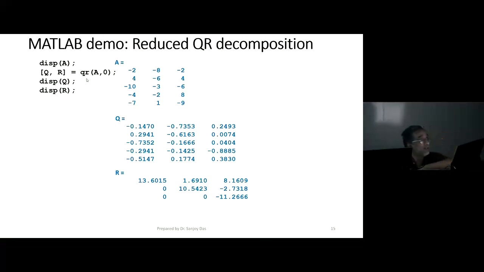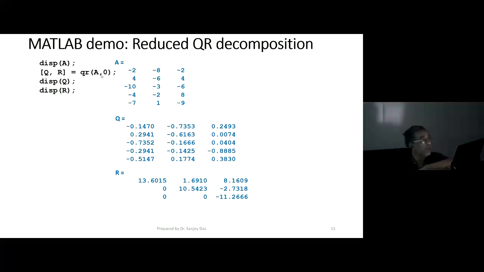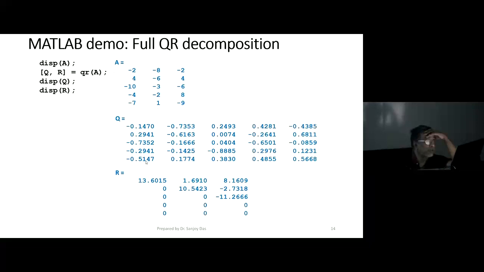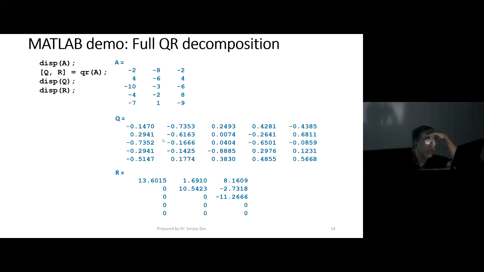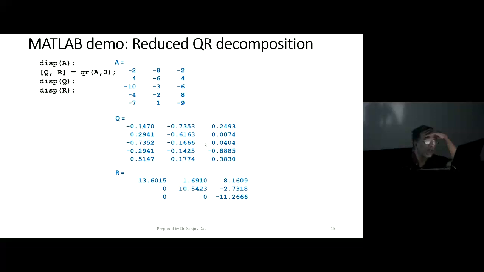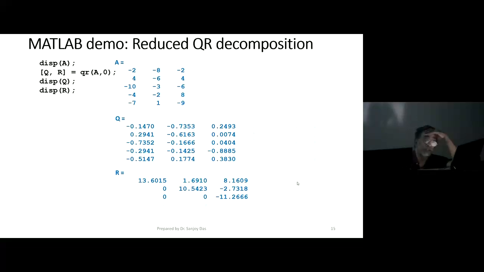Now, if you specifically want reduced QR decomposition, this is what you do. A second argument 0. That means reduced, or in MATLAB terminology, it's called the economy QR decomposition. And now you get this. And observe what you're getting. Oh, these last two columns of Q have been removed. But you see full QR and reduced QR, nothing here has changed. Correct? And look at R of the full QR decomposition. All these non-zero elements are the same in the reduced QR decomposition.